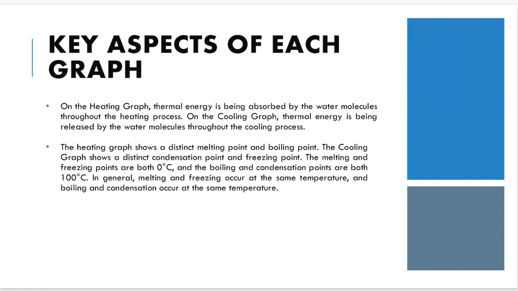Furthermore, we talked about how on the heating graph, thermal energy is being absorbed by the water molecules throughout the heating process. And on the cooling graph, the thermal energy is being released by the water molecules throughout the cooling process. The heating graph shows a distinct melting point and boiling point. The cooling graph shows a distinct condensation point and freezing point. The melting and freezing points are both 0 degrees Celsius, and the boiling and condensation points are both 100 degrees Celsius. In general, melting and freezing occur at the same temperature, and boiling and condensation occur at the same temperature.